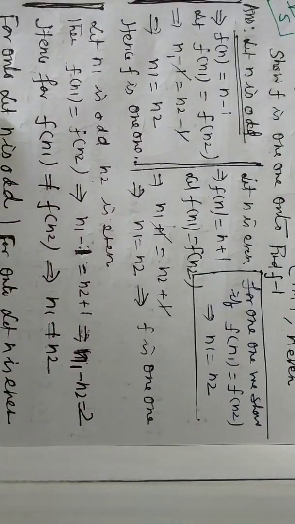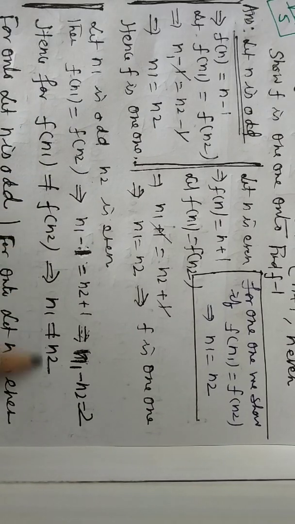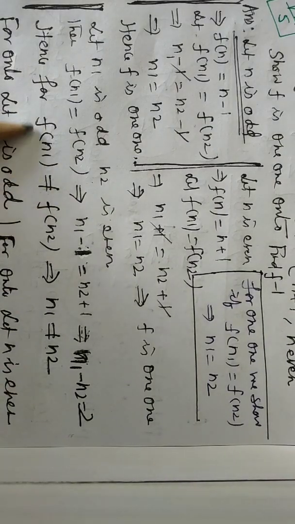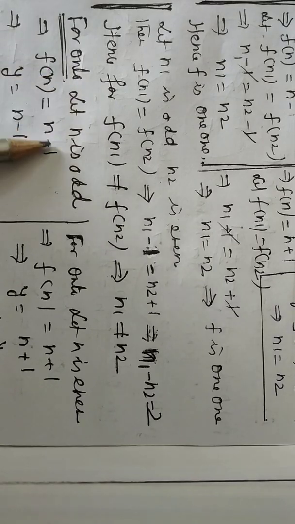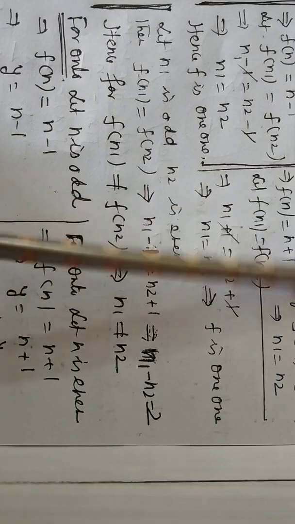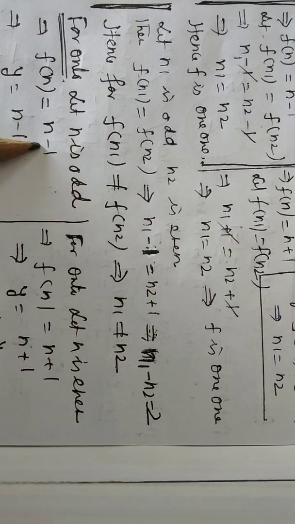Hence for f(n1) not equal to f(n2), we have n1 is not equal to n2. Any type of problem you are feeling, then remove this third step. Now for onto, let n be odd. If n is odd, f(n) is equal to n minus 1. Write f(n) = y = n minus 1, so n minus 1 is equal to y, so n is equal to y plus 1 for onto.